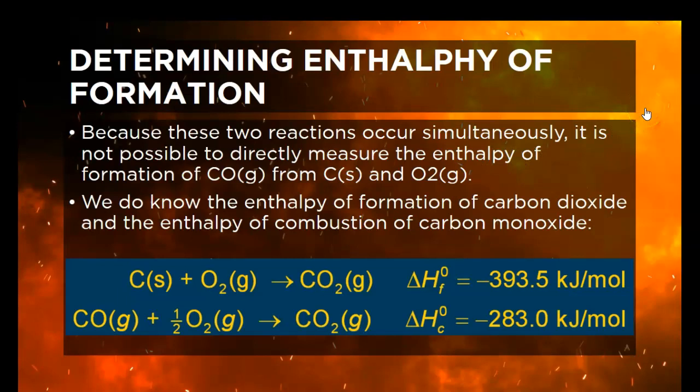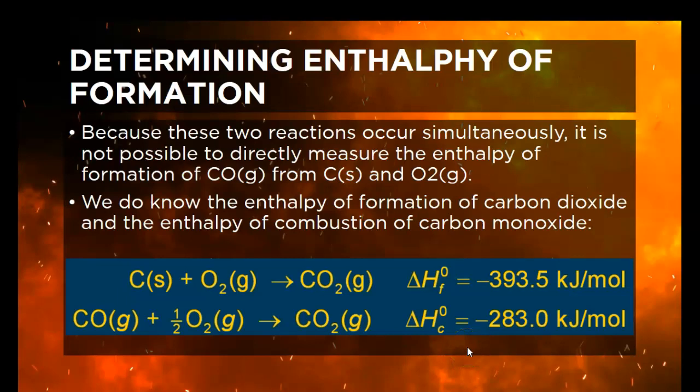Those two reactions occur simultaneously, so we can't just directly measure the enthalpy of formation of CO from C and O2. But we do know the enthalpy of formation of carbon dioxide, and we know the enthalpy of combustion of carbon monoxide, shown below. We have C plus O2 gives CO2. That has an enthalpy of formation of negative 393.5. CO plus a half O2 yields CO2. That has an enthalpy of combustion of negative 283.0.